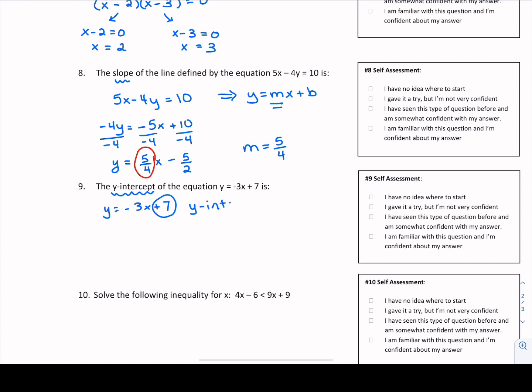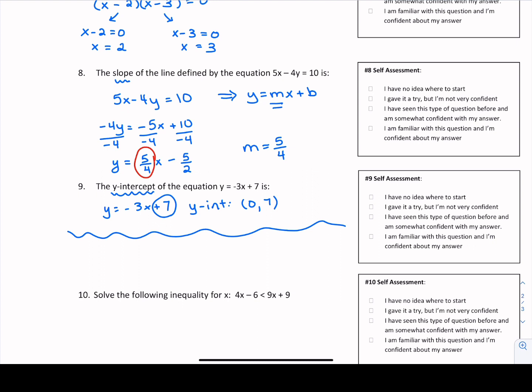So if we want to write that as a proper ordered pair, we'd say when x is 0, your y value is positive 7. So they've actually written this equation for us in a form that's user-friendly. Now, if you weren't sure about the y-intercept, here's an alternate way to figure this out.